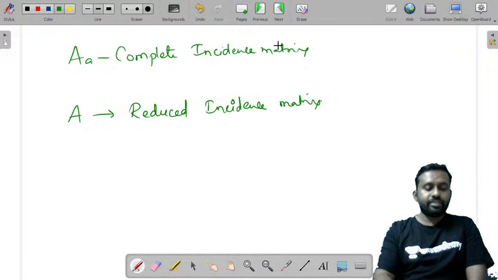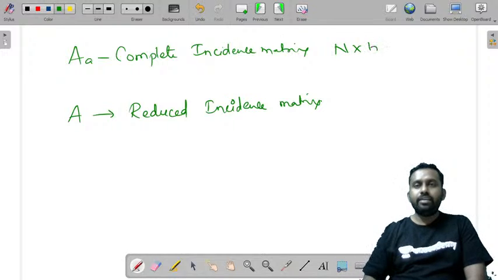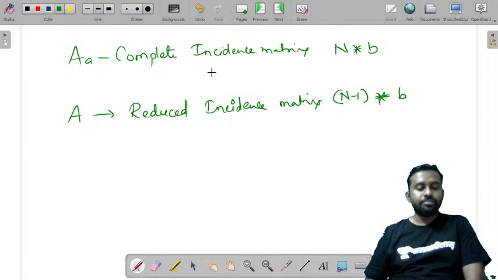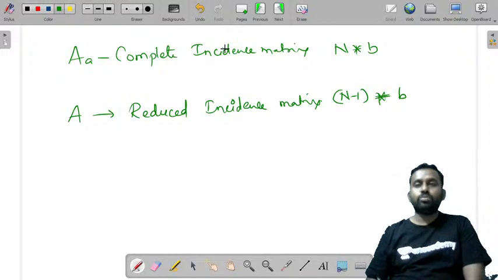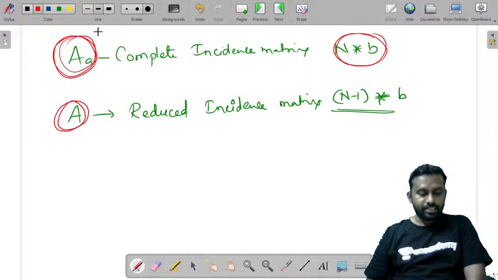So you have the complete incidence matrix. The size of the complete incidence matrix is n by b, and the size of the reduced incidence matrix is n minus 1 by b.